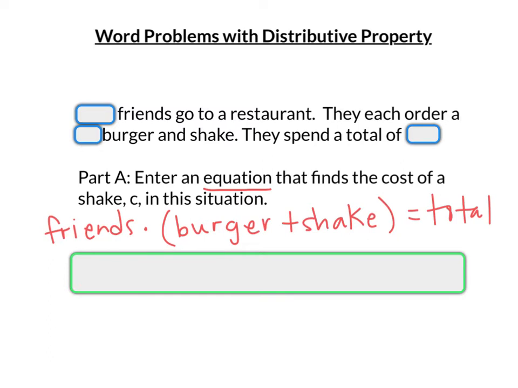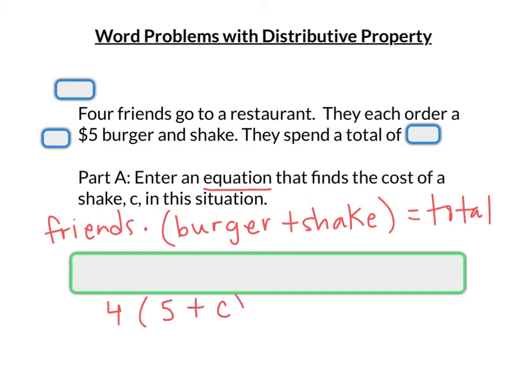So now let's substitute in the information that they gave me. So they told me it's 4 friends. So I would have a 4 in for the friends. And then we have a $5 burger. So we're going to put the 5 in. They've told me that the shake is C. So I'm going to put C for the cost of the shake. And then that is going to be equal to the total. And the total is $28. So that equation would fill the answer for part A.